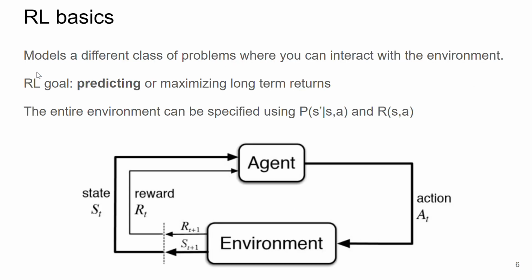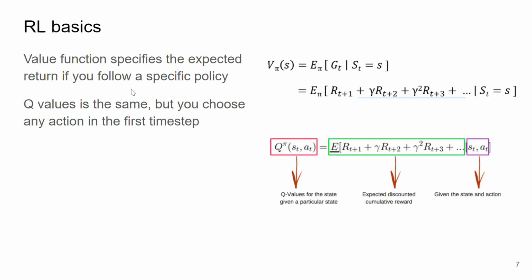In this presentation, we are going to focus more on the prediction part because it's easier to think about and analyze. When we want to do prediction, what we are mainly concerned with is the value function. The value function specifies the expected return that you would get if you follow a specific policy. I'm going fairly fast through this slide, so please feel free to interrupt me if something isn't clear. Q values are pretty much the same as value functions, except that you get to choose whatever you want to do in your first time step, and for the remaining time you follow the same policy.